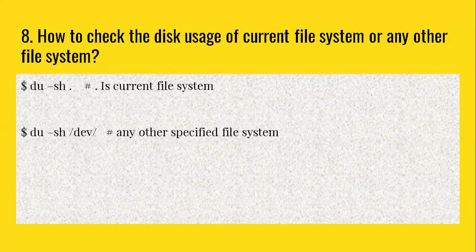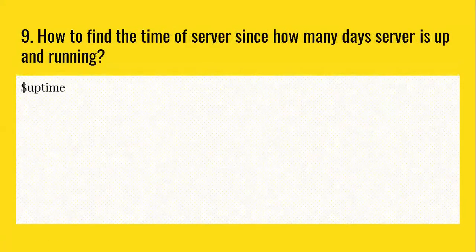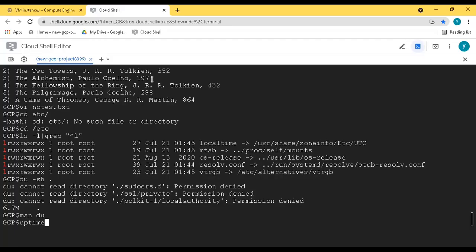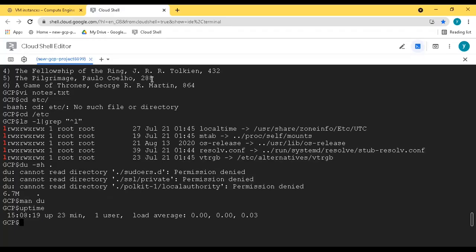And then after that, next question is how to find the time of a server since when the server was running. You can simply mention uptime. Let me show you in practical demonstration. If I run the uptime command here, it will show the system was running since the last 23 minutes only.